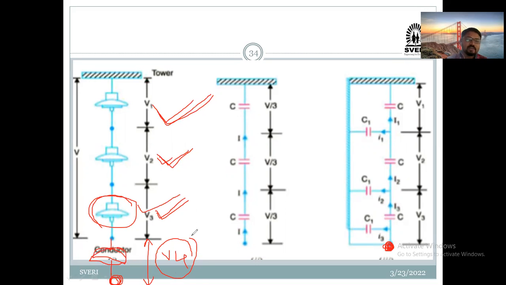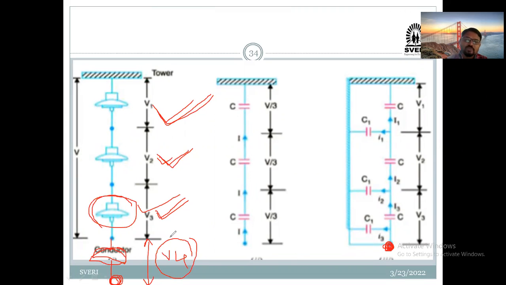V4 is greater than V3, V2, V1. See, many of the time they are going to ask MCQs based on that, that the voltage across the disk nearest to the conductor will have the maximum voltage across it. Okay, manje jar suppose tumchyakade don disk astil tar V2 is obviously greater than V1, jar teen disk astil tar V3 is greater than V2, V1, jar char disk astil V4 is greater than V3, V2, V1.